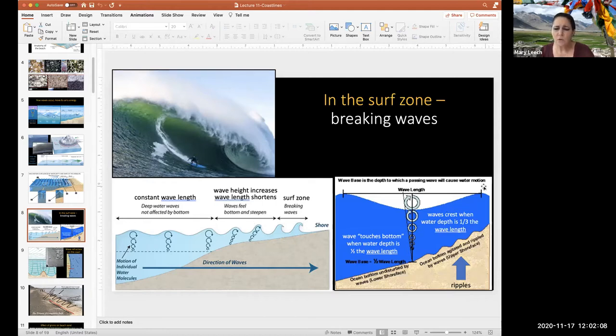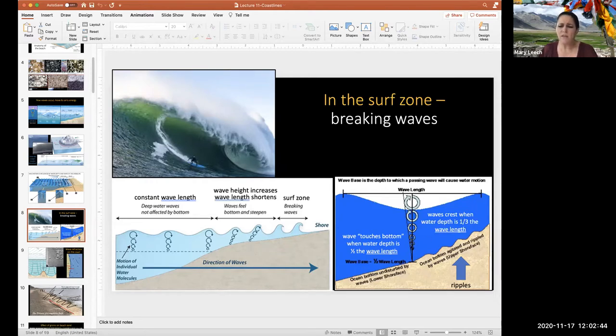This shows exactly what I was talking about. There's one wavelength, and right here is half a wavelength, so the distance from here to here is the same as here to here. That's where it touches bottom and starts to slow down. The wave doesn't actually crest, meaning roll over, until you get to about one third of the wavelength in water depth, so a little bit shallower. It slows down here, crests here.